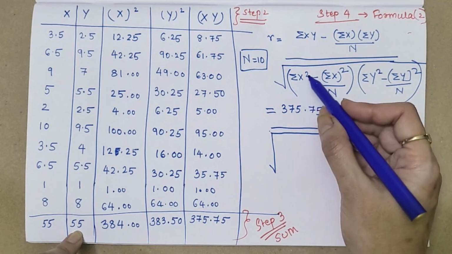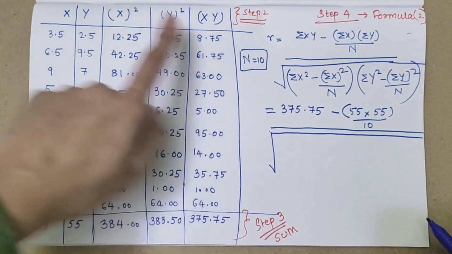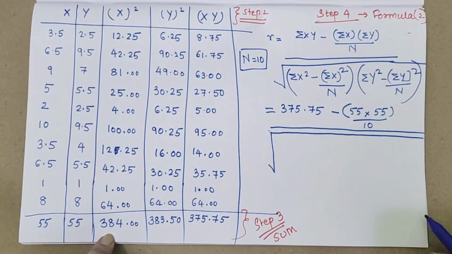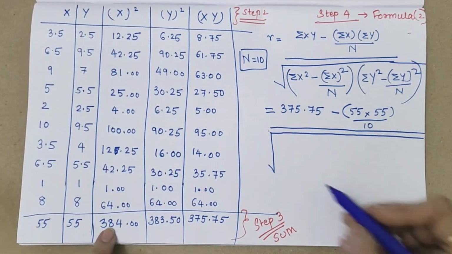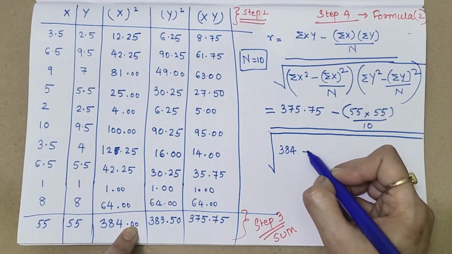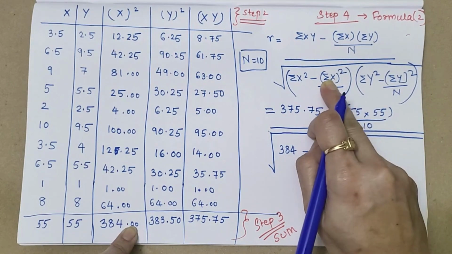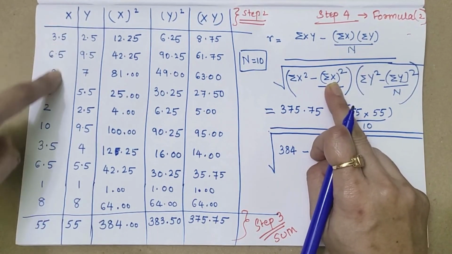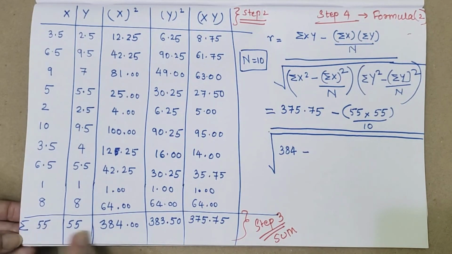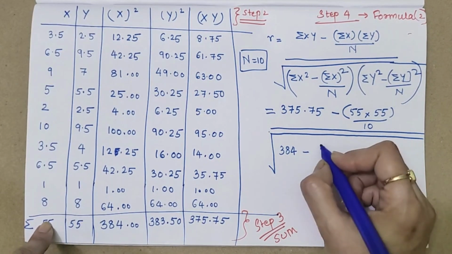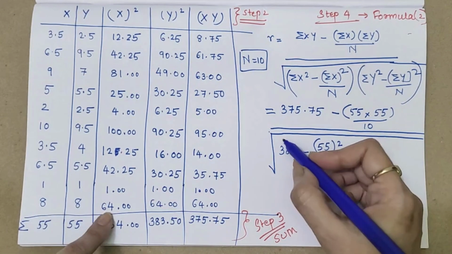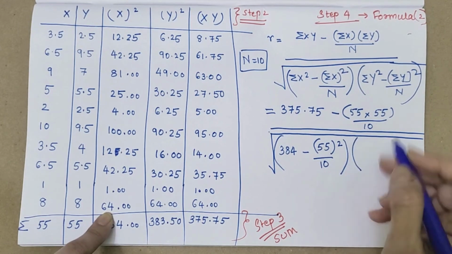Now summation of x square. Summation of x square meaning this summation. So summation of x square, here comes 384.00. So I am not writing anything here. Now summation of x the whole square. That means summation of x. These are all summations here, right? So summation of x, that means 55 the whole square upon 10. Okay, this is the formula.